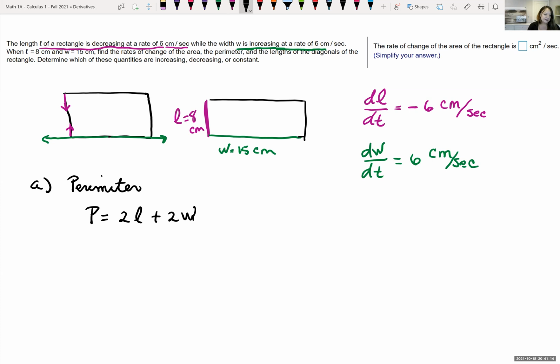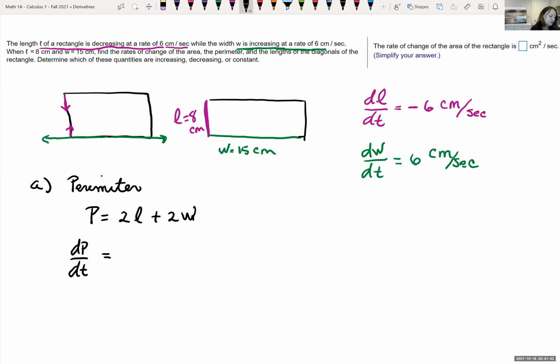Okay, so let's look at this and let's go through and take the derivative of both sides. Our perimeter is changing with respect to time, the length is changing with respect to time, and the width is changing with respect to time. So when we take the derivative of that piece, we have to think of implicit differentiation. The derivative of P is 1, and that's dP/dt.